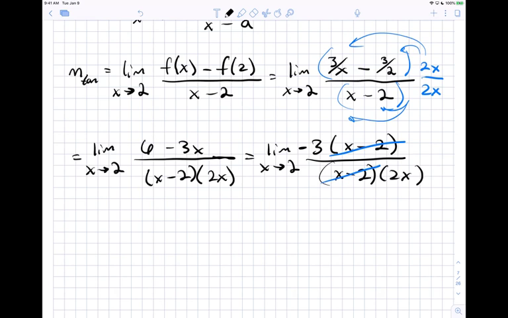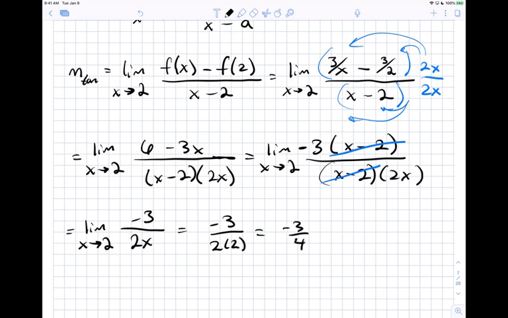So this is going to be the limit as x approaches 2. On bottom, we're going to have 2x. On top, we're going to have negative 3. So now we're ready to just plug in. We get negative 3 over 2 times 2, which is negative 3 by 4. So this is just the slope, right? But we want the equation of the line.